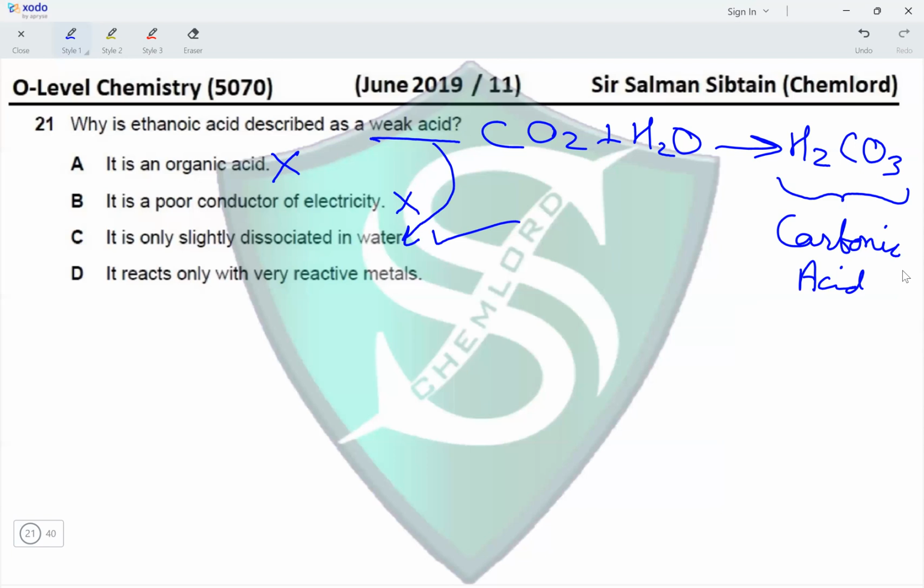It reacts only with very reactive metals. It is not necessary that it would react with very reactive metals. It would react with metals that are more reactive than hydrogen. So even with less reactive metals, it would eventually react, but the rate of reaction would be slower. So this makes option C the correct option for this question.